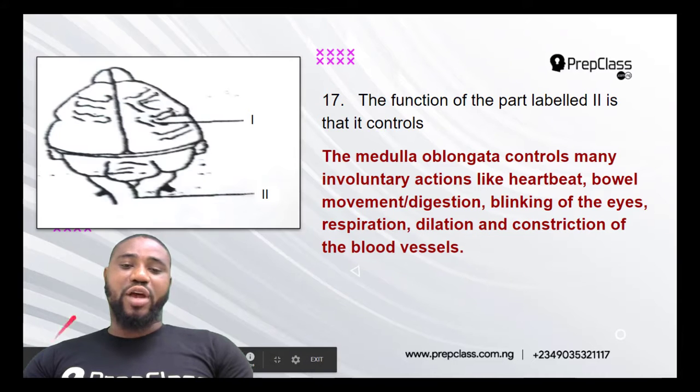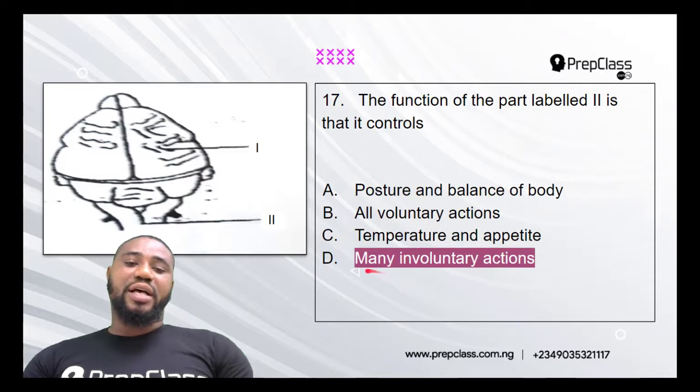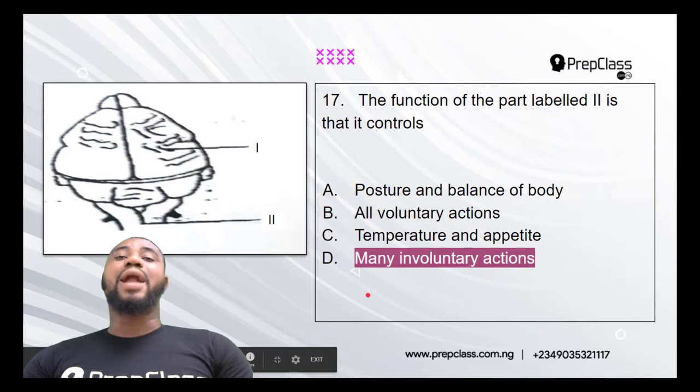Sorry, did I say voluntary actions? No, it's the control of many involuntary actions. So the correct answer there is many involuntary actions. That's the control of the medulla oblongata. Very funny and jaw-breaking name.